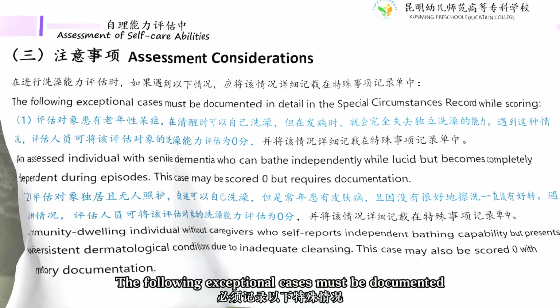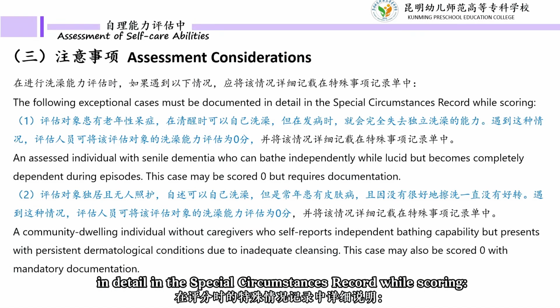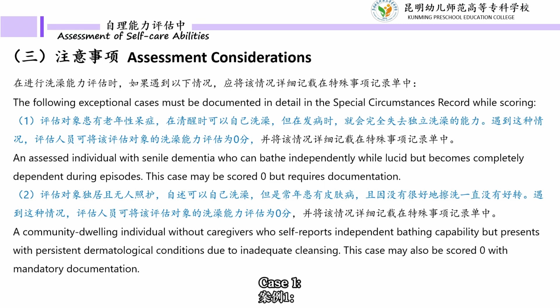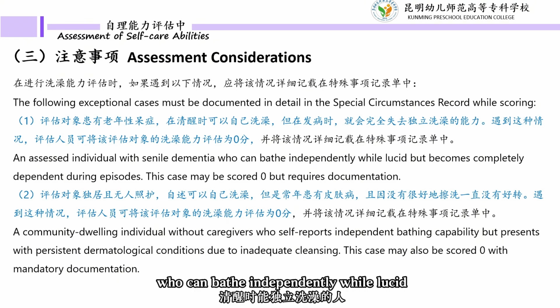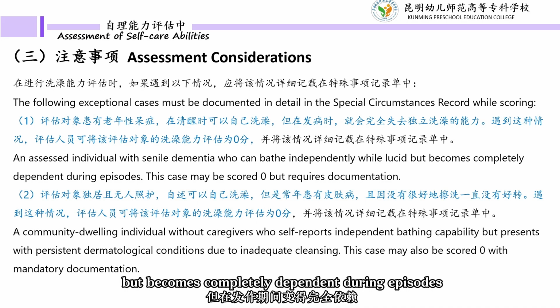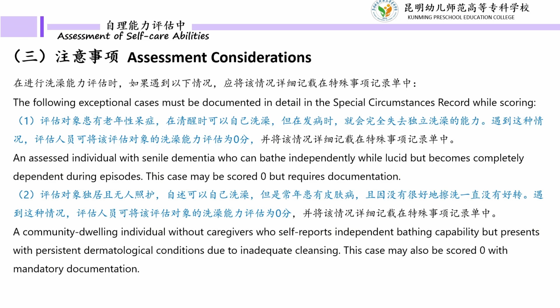The following exceptional cases must be documented in detail in the special circumstances record while scoring. Case 1. An assessed individual with Alzheimer's disease who can bathe independently while lucid but becomes completely dependent during episodes. This case may be scored 0 but requires documentation. Case 2.